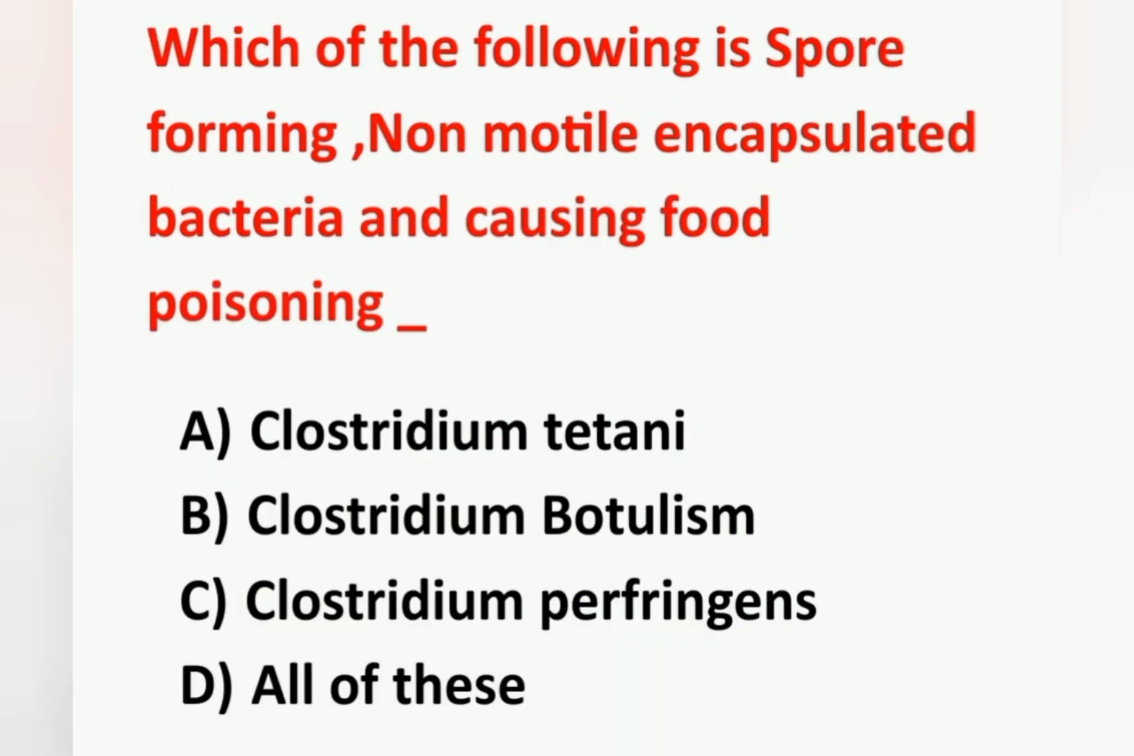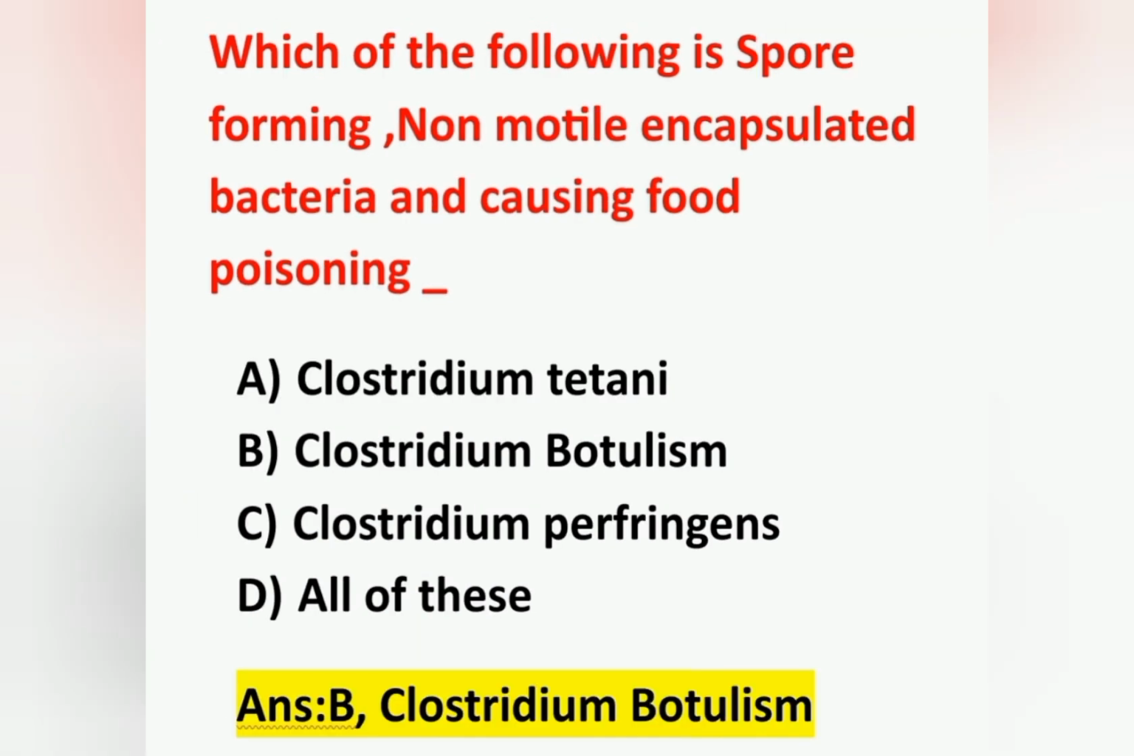And the next question, which of the following is a spore-forming, non-motile, encapsulated bacteria causing food poisoning? Options, option A Clostridium tetani, option B Clostridium botulinum, option C Clostridium perfringens, option D all of this. Correct answer is option B, Clostridium botulinum, which causes food poisoning.